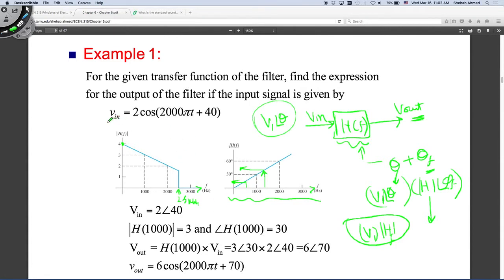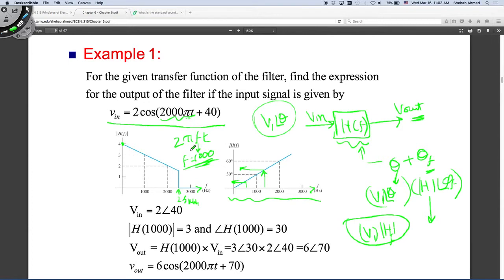So we have an input 2 cosine 2000 pi t. Remember, this is 2 pi f t. This is omega t plus some phase shift. So if I would like to represent this in phasor form, I know that the frequency we're talking about is 1000 hertz, right? So 2 pi f, so it's 2 times 1000, and I have pi here. So the frequency of interest of this signal is 1000 hertz, right? So then the interesting magnitude and phase that I'm looking at are the ones occurring at 1000 hertz, right?